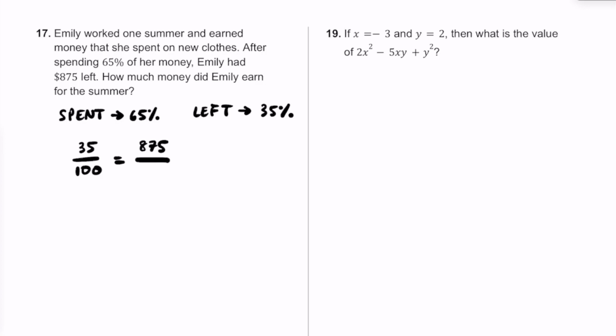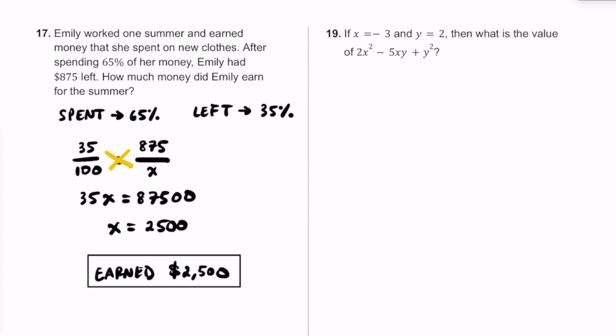So that's going to go on top, and it's going to be out of whatever that was that she had in the beginning. Now there are different methods you can use, but I'm going to go ahead and just use cross products here. So the product of 35 and x is going to be equal to the product of 100 and 875, which is just going to be 87500. If you go ahead and take that and divide both sides by 35, 87500 divided by 35 is going to be equal to, we can say x is equal to 2,500. And so we know that Emily had earned $2,500 for the summer.